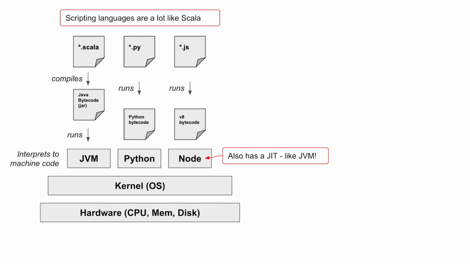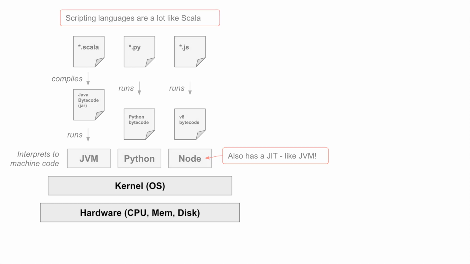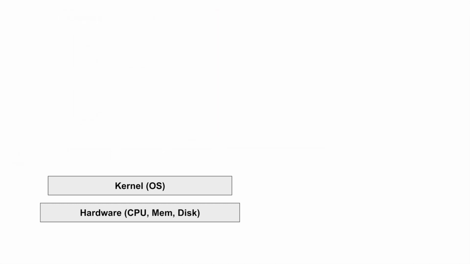So this is how you run Scala locally on your machine. The question is, how do you run Scala in the cloud? And in order to answer that, we're going to need a new box in this diagram. So let's reset a little bit. We have the hardware, which is my computer, the kernel, which is the OS, and we can run apps on my OS, so something like a JVM app.